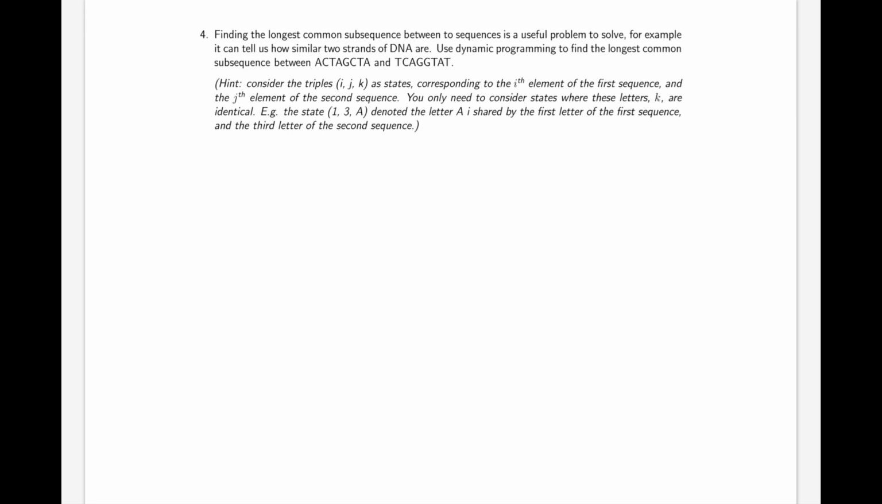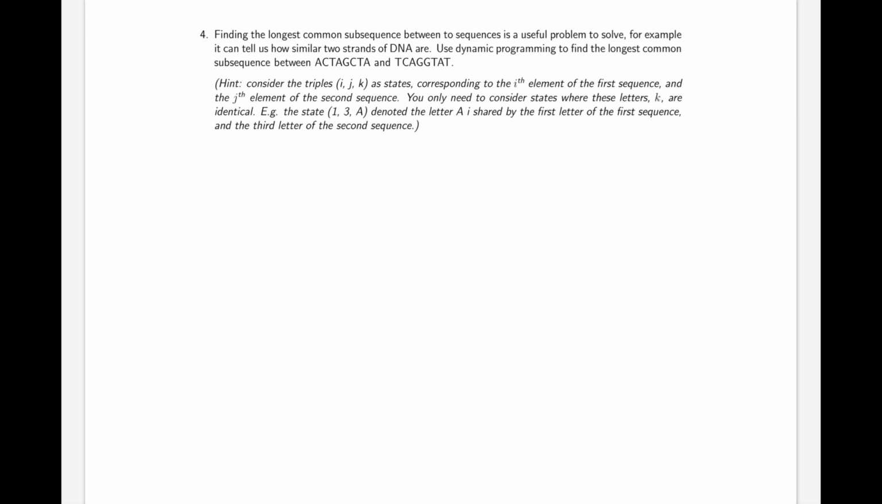ACT-AGCTA and TCA-GGTAT. Now, this is a very difficult problem, so if you can't solve this on your own, don't worry too much. This is mainly here so that we can demonstrate the power of dynamic programming and various problems that we can solve with it. So there is a hint.